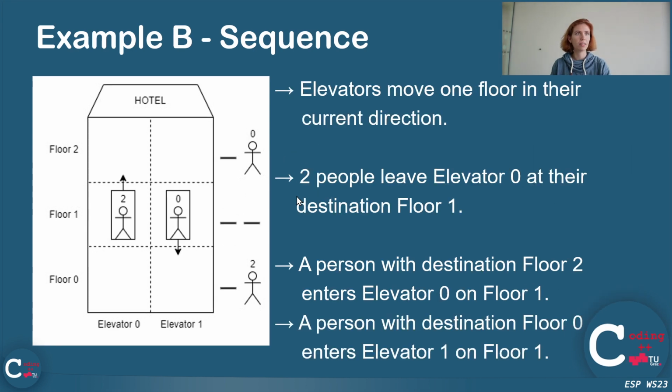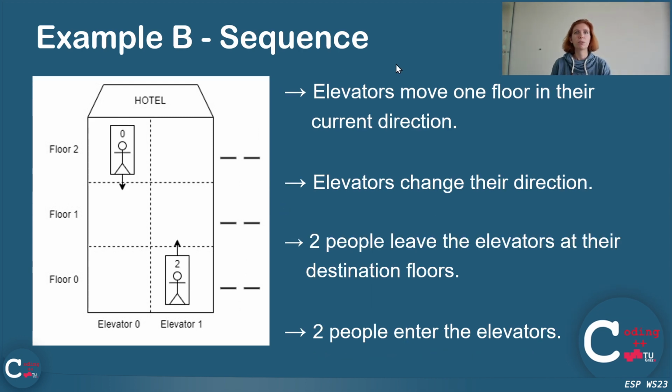Looking at our next step, the elevators have moved 1 floor in their current direction, and both the people who were in the elevators earlier had destination floor 1, so they leave here. And the people waiting here had destination floor 2 and destination floor 0. So they each enter the elevator that is going in the direction they want to go.